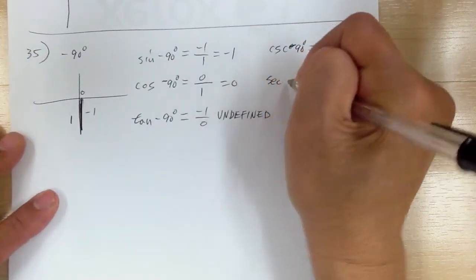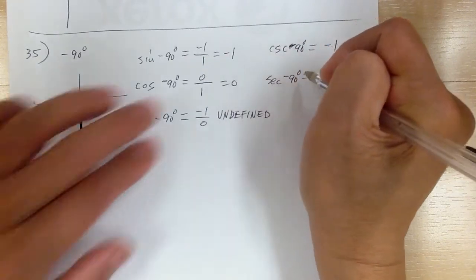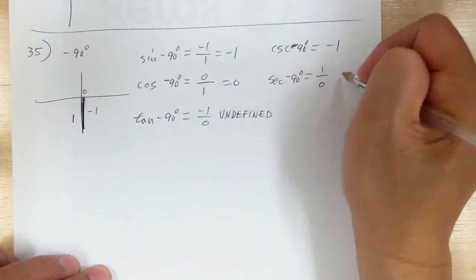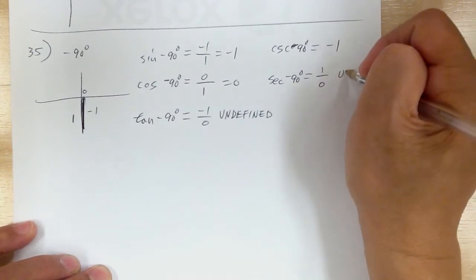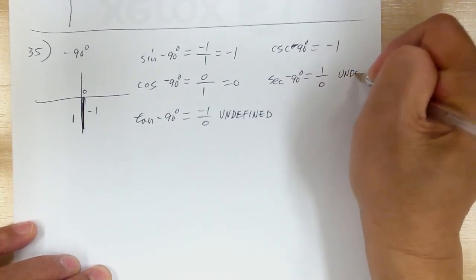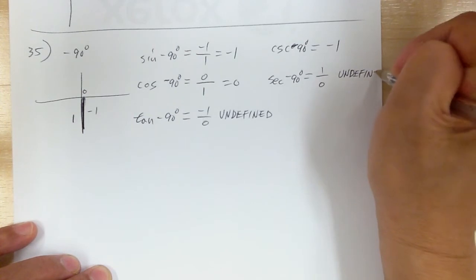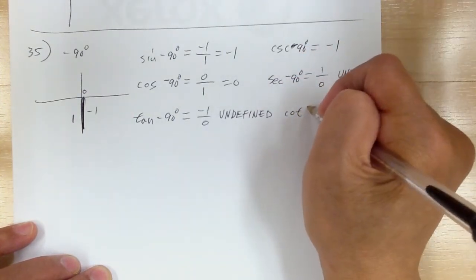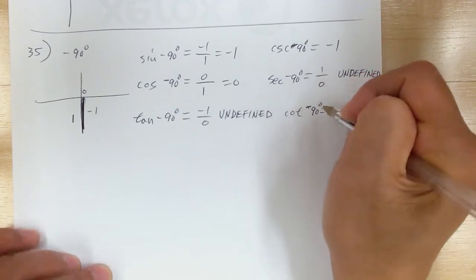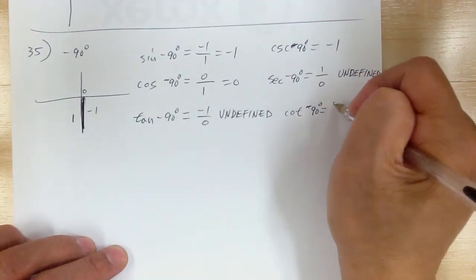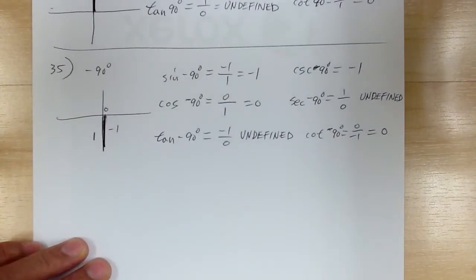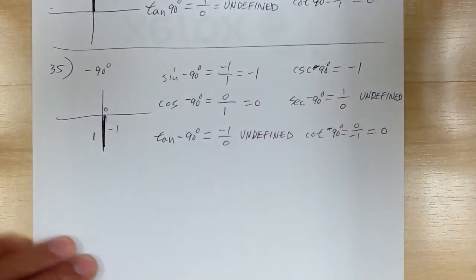Then you get secant of negative 90 degrees. You flip this upside down, you get 1 over 0. So this is undefined. And then cotangent of negative 90 degrees. Okay, you flip this upside down, you get 0 over negative 1, so equal to 0. So in this case, again, these two are undefined.